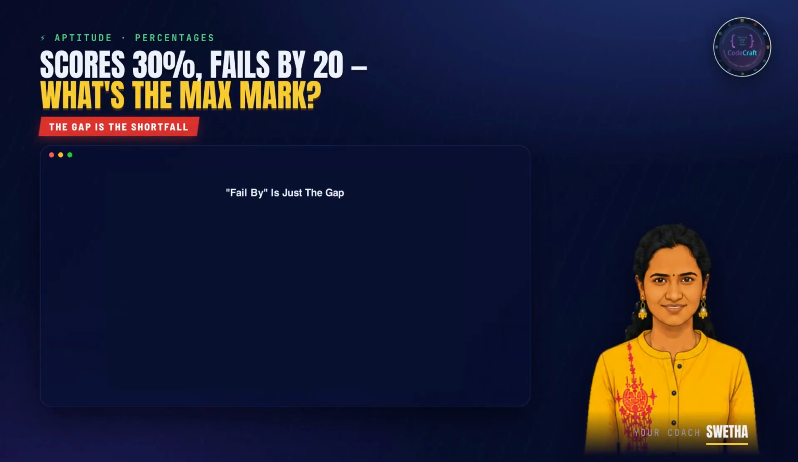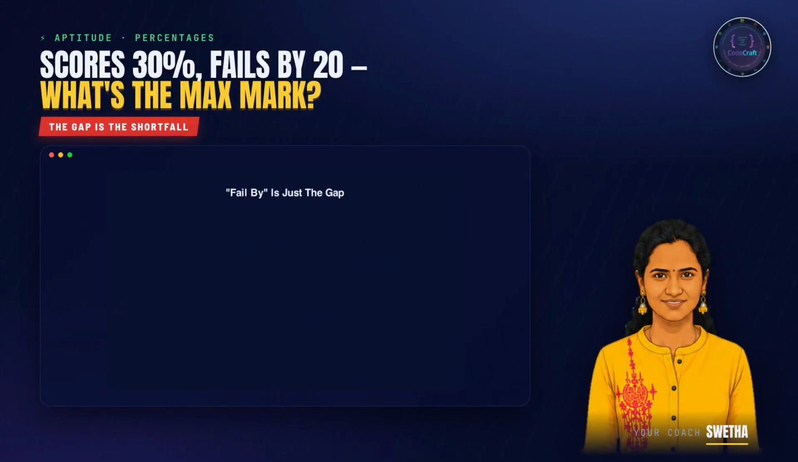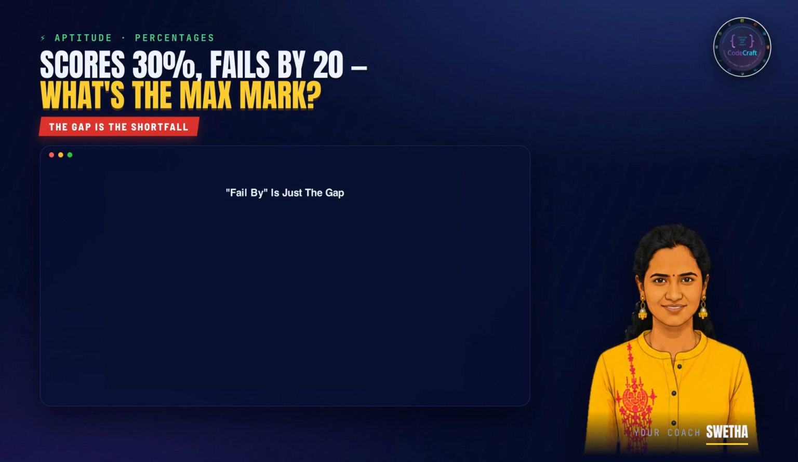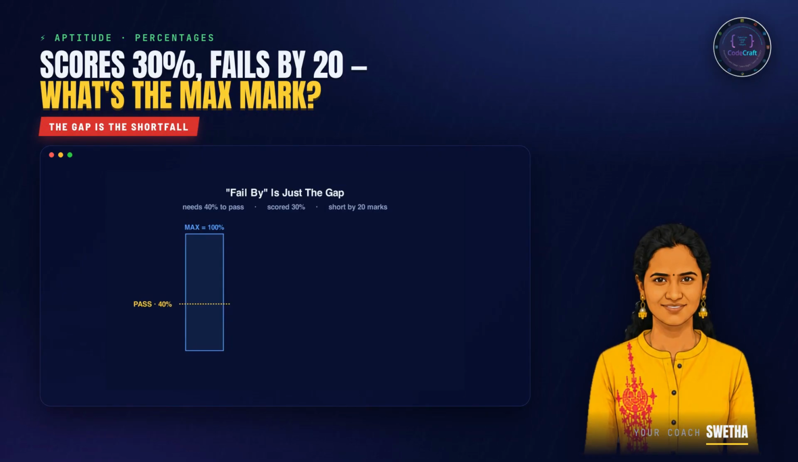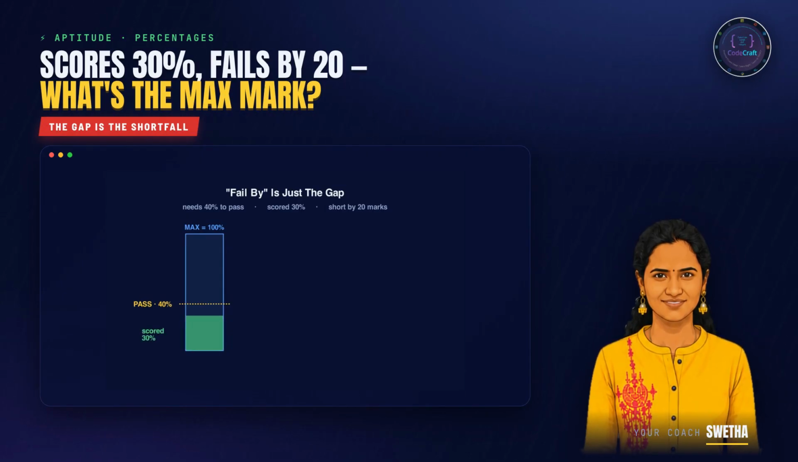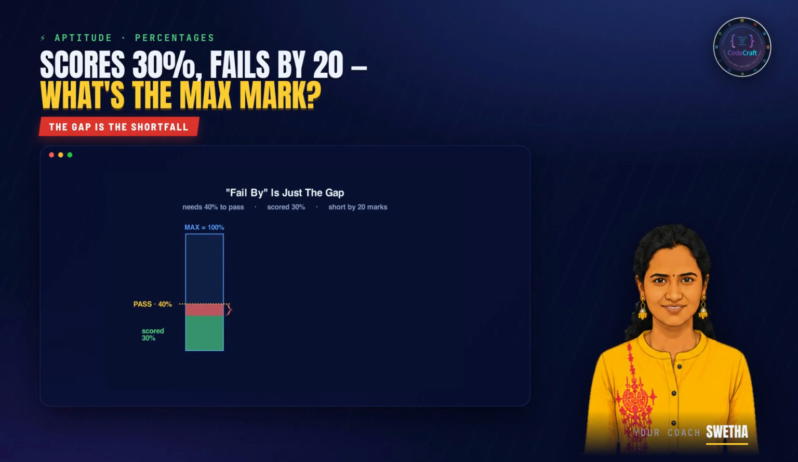Here's a favorite exam trap. A student needs 40% to pass. She scores 30% and falls short by 20 marks. What was the maximum mark? Picture the whole test as one tall bar. That is the max, 100%. The pass line sits at 40%. Her score fills up to 30. Now look at the gap between her score and the pass line.